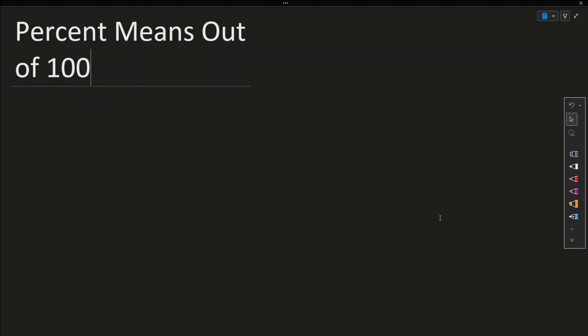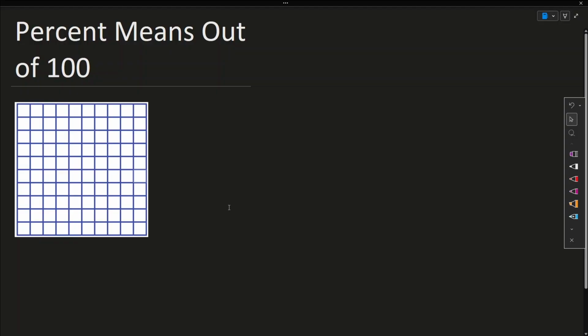Welcome. In this lesson, we are going to explore percent. Percent is a topic that many students have seen before, but they may not always understand what it really means. Our goal is to build percent using visual models so that the numbers make sense.